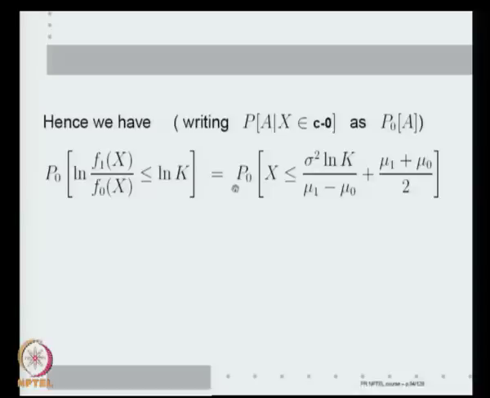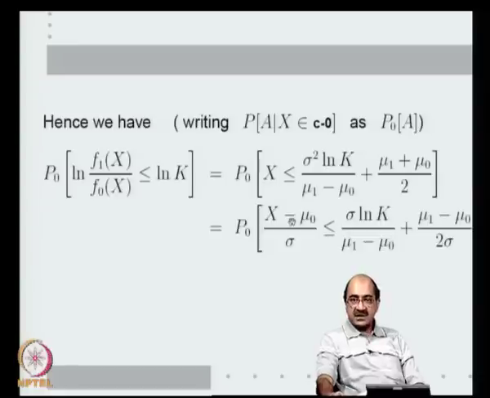Now, because this is a P0 probability, it means I am taking the probability under the class 0 class conditional density, that is mean mu0 and variance sigma square. So, I can write this as x less than this, same as (x minus mu0) by sigma less than something else.